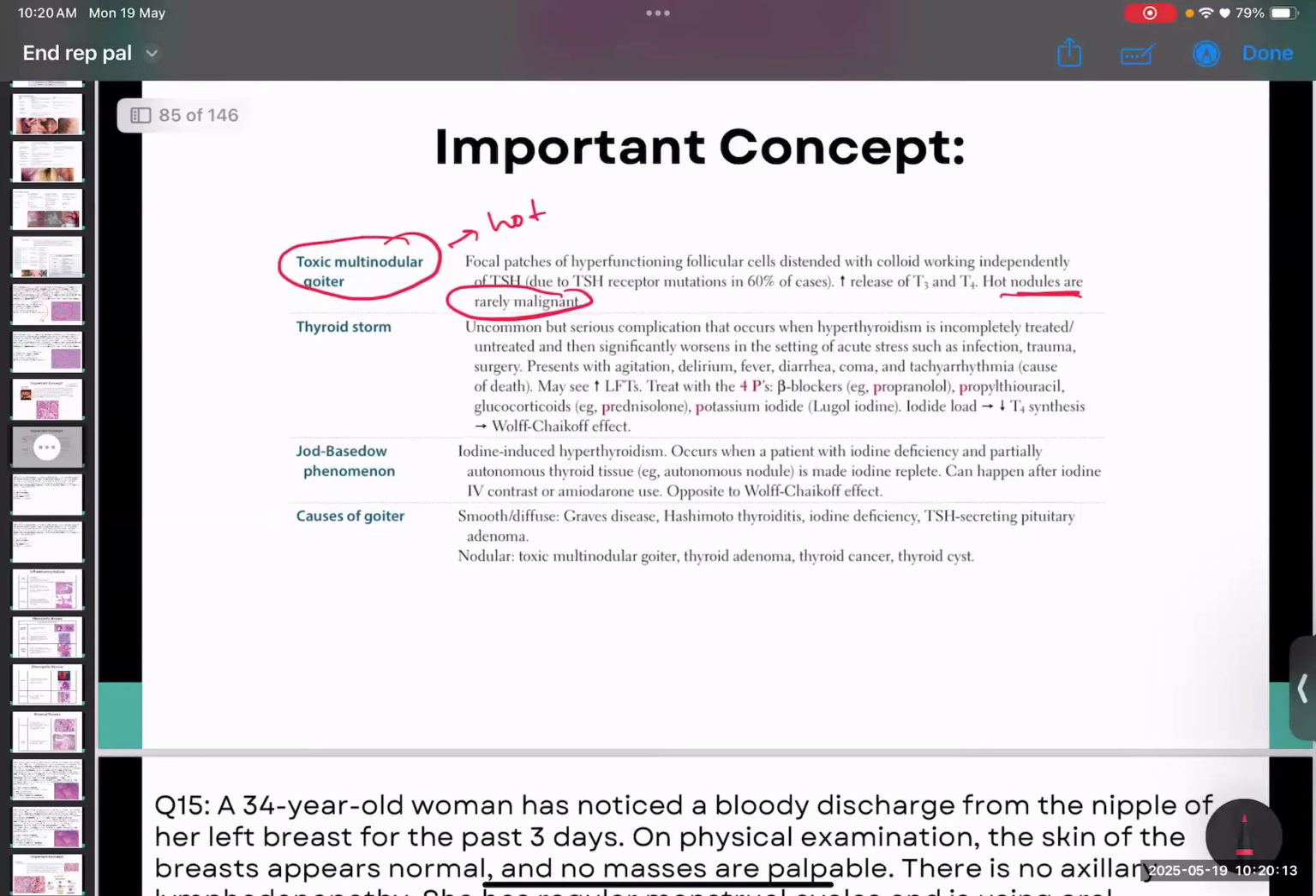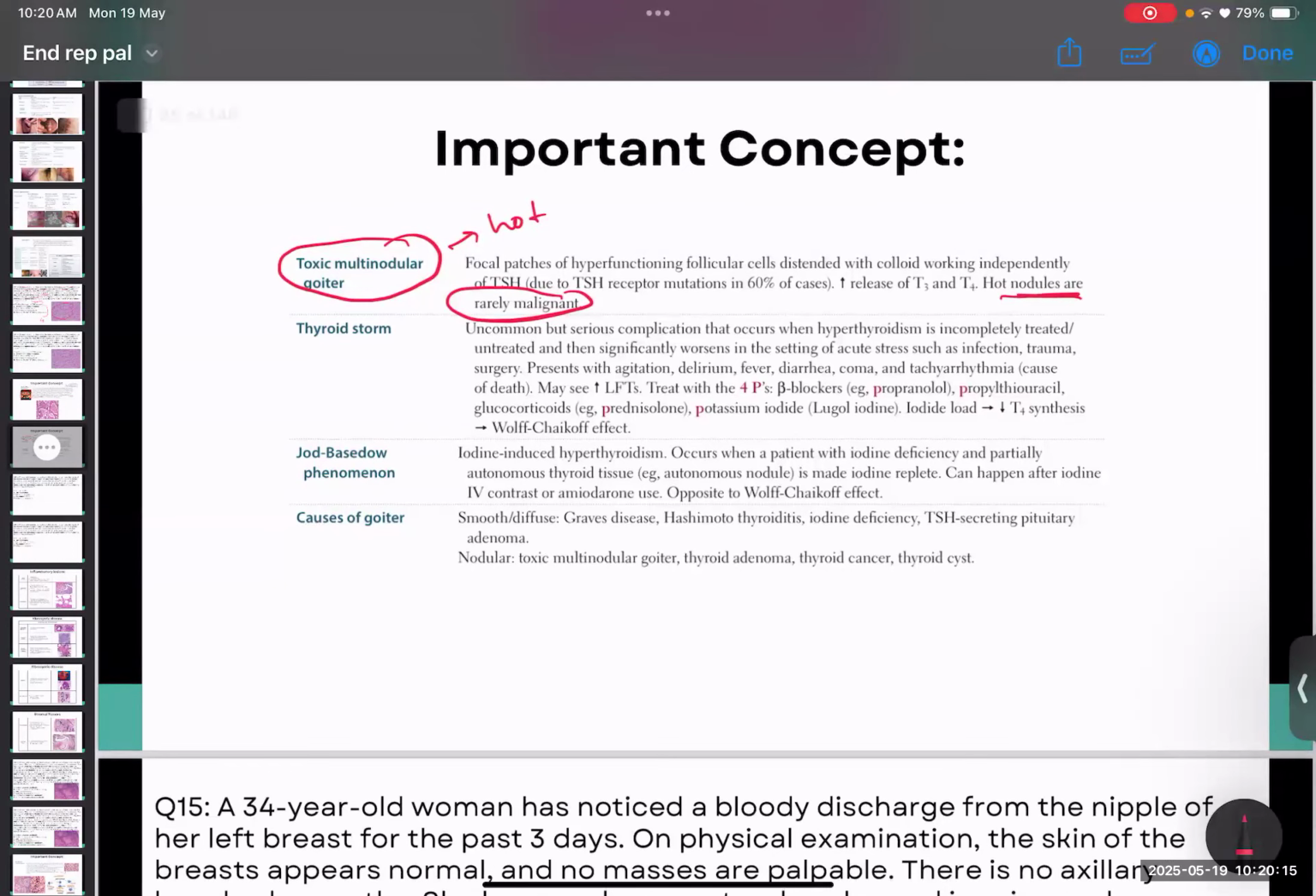Thyroid storms are usually seen in cases of acute stress, when the patient is having infection or surgery and they have a prior history of untreated hyperthyroidism. In that case, it just gets worse. Your body starts releasing a lot more T3 and T4, and that can cause tachyarrhythmias. So you want to treat it with the 4 Ps: beta blockers, PTU, glucocorticoids, and potassium iodide.